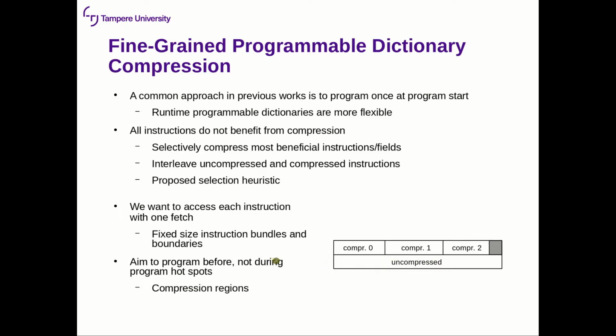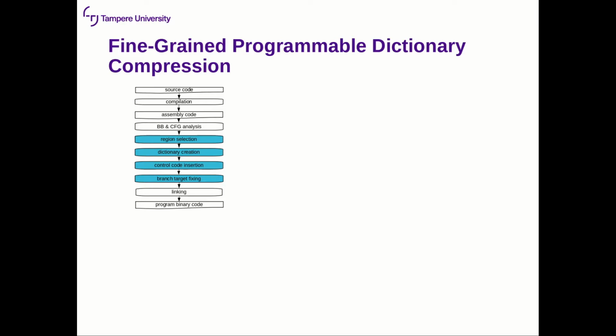The idea here is also to program before and not during program hotspots, such as loops, as this may cause significant overheads. For this, we use control flow graph analysis to form compression regions. Here is a more detailed overview of our method.